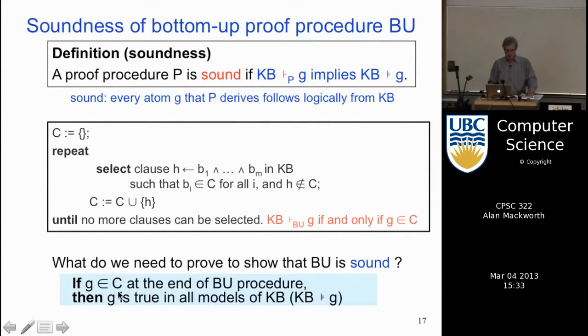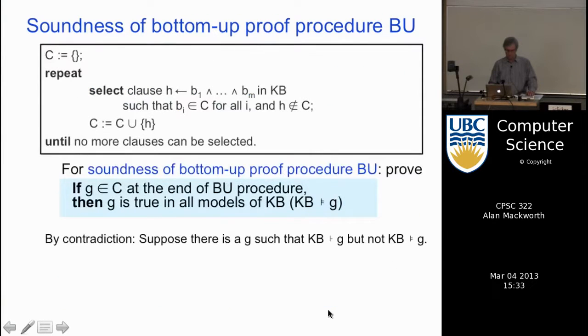If G belongs to C, the set of consequences, at the end of the bottom-up procedure, then G is true in all models of the knowledge base. That's just restating, given that the set of atoms derivable by P is the set of atoms that's in the set of consequences C. Okay? So if an atom is in that set of consequences here when this thing stops, then G is forced to be true in all models of the knowledge base. And we're going to prove that two ways. First, we'll do it again by contradiction. I think Giuseppe did it this way last time. And then I'll do a direct proof by induction. Okay, so for soundness, we just restated that. And we'll prove it by contradiction.